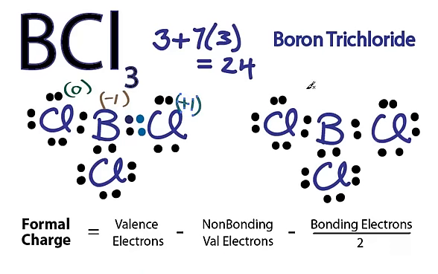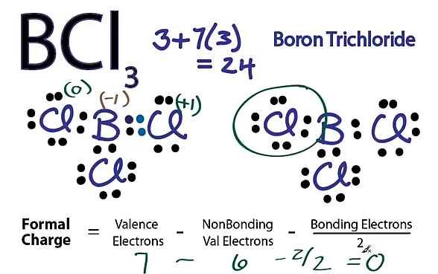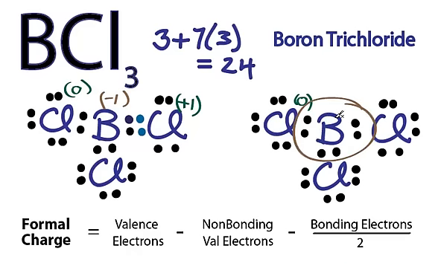Now let's go over here. We have chlorine, so that's going to be 7 minus 6 minus 2 over 2. That equals 0, so formal charge is 0. For the boron here, we have 3 minus 0 minus 6 over 2. 3 minus 3 gives us 0. So the formal charge on the boron is 0. And since all these chlorines are the same, they're all going to be 0 as well.